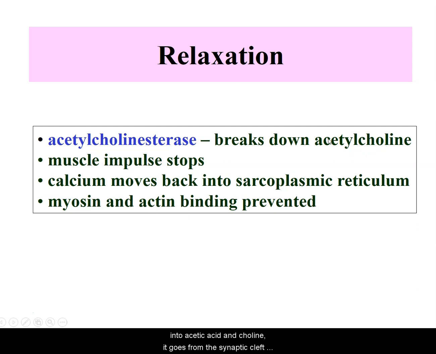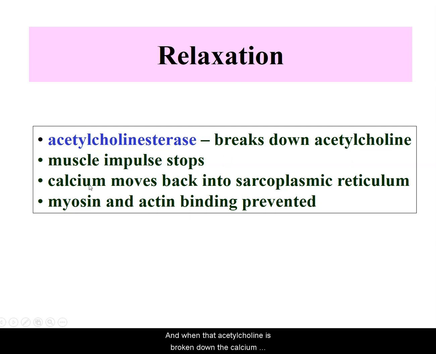It goes from the synaptic cleft back into the synaptic knob, into the synaptic vesicle, and binds together to form more acetylcholine needed for the next muscle contraction. So if we had a continuous supply of acetylcholine, calcium, and ATP, we could have a continuous muscle contraction, and we don't want that. So our acetylcholine esterase helps to break down the acetylcholine so you don't have continuous stimulus.